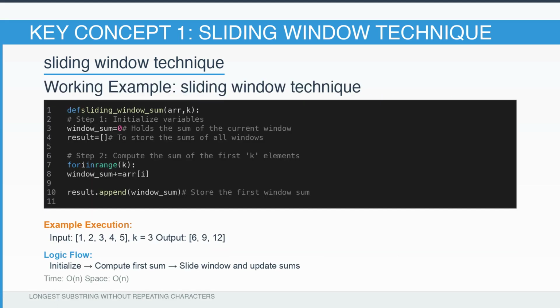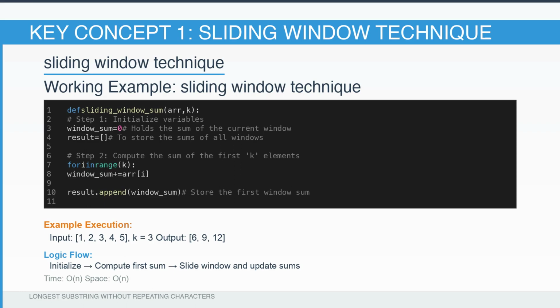The code on this slide demonstrates the sliding window technique, particularly applied to the problem of calculating the sums of all contiguous subarrays of a fixed size, k. First, we initialize a variable called windowSum to keep track of the total of our current subarray, and an empty list named result to store the sums of each window we calculate. Next, we compute the sum of the first k elements in the array using a simple loop. This gives us our initial windowSum, which we then add to the result list.